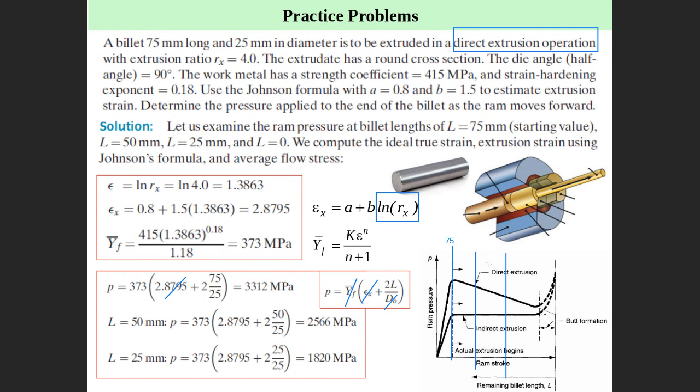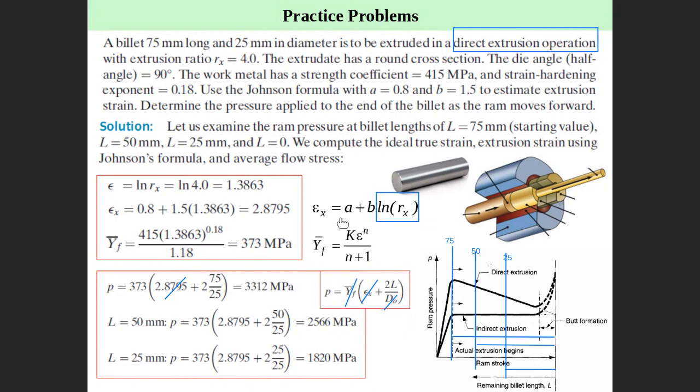75, this is a 75. Let me tell you, 75 means the total length is 75. 50 means remaining is 50. 25 means remaining is 25. Because every time you do what? Every time you apply pressure, the remaining length will be reduced. Initially, you start with 75, and then the remaining length decreases to 50, and then the remaining length decreases to 25.